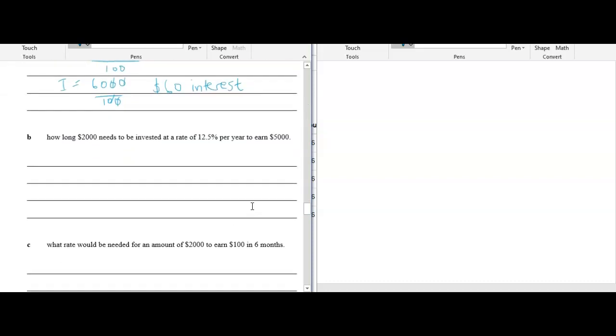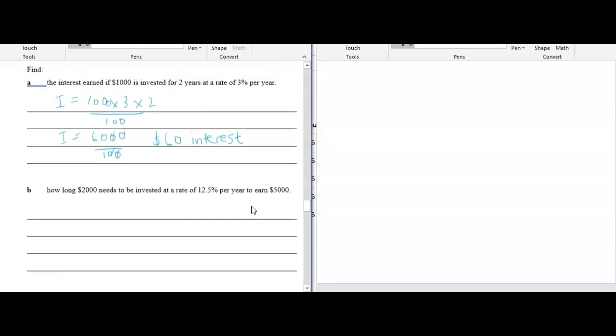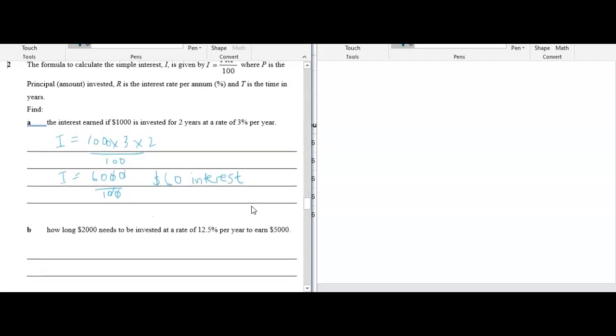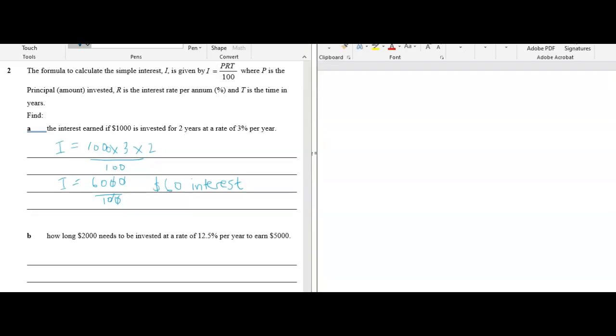Okay, moving on to question B. How long 2,000 needs to be invested at a rate of 2.5% per year to earn $5,000? Okay, I might just scroll back up so we can see the formula. All right, so let's just write it over. Oh, actually, we could put it here.